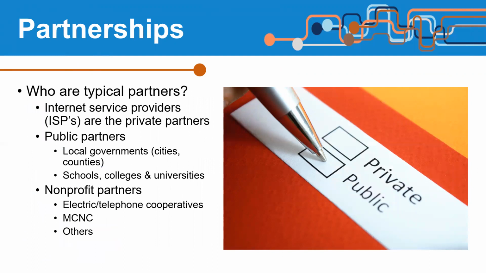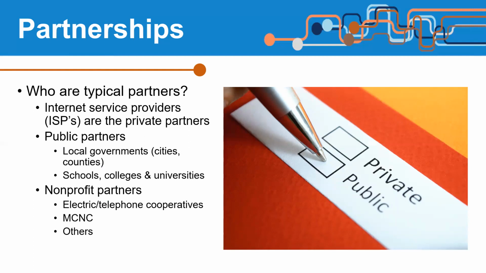Certainly the private provider is an internet service provider, or ISP. And then the public partners could be either cities or counties, these units of local government. They could also be schools, colleges, and universities. The nonprofit partners that you often see in many of these partnerships include electric and telephone cooperatives. And think for a moment about why they would be really important in this particular type of partnership. They own the poles, and often they have easements or rights to use the right-of-way for this purpose. That takes care of an incredible amount of the cost and investment right off the bat, when you have existing assets that can be used to either string fiber between poles or bury it underground in an easement that's already held by an electric or telephone cooperative.